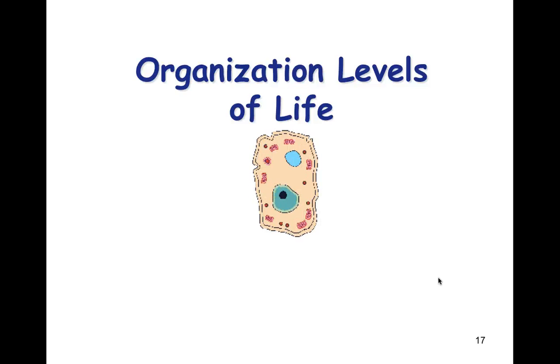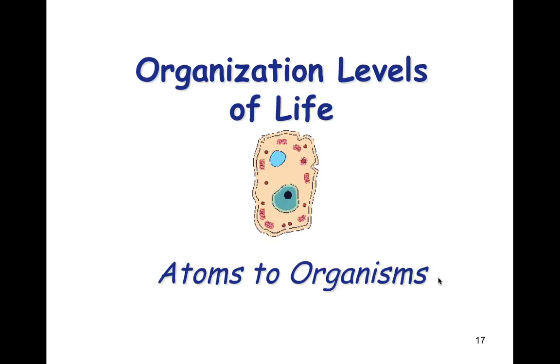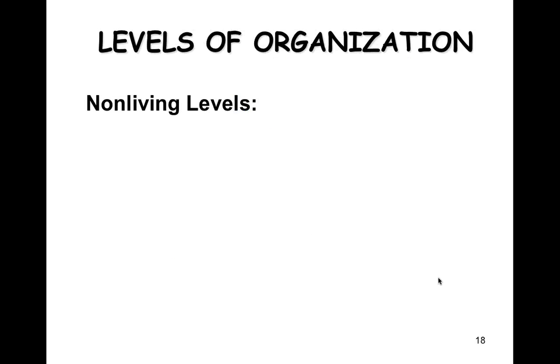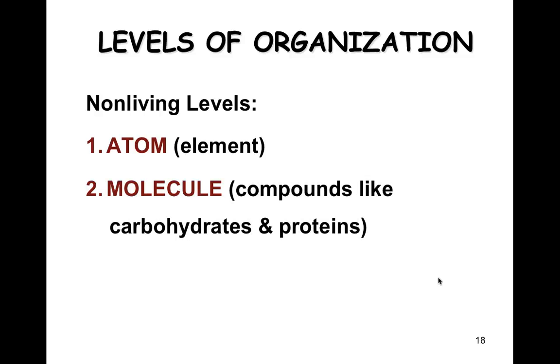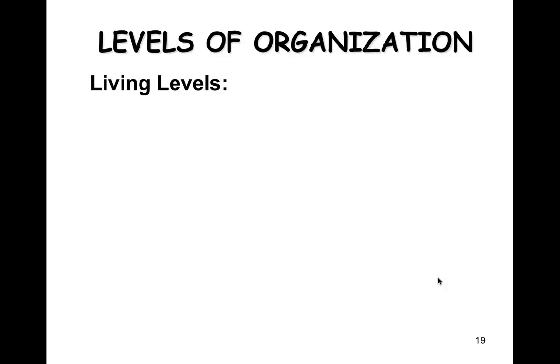Organization levels of life. We've talked about this before, from atoms to organisms. So our non-living levels, atoms. Atoms will build elements. Then we have our molecule, compounds like carbohydrates and proteins. Molecules build organelles, which is our nucleus, our endoplasmic reticulum, and Golgi apparatus. Those are our 3 non-living levels.